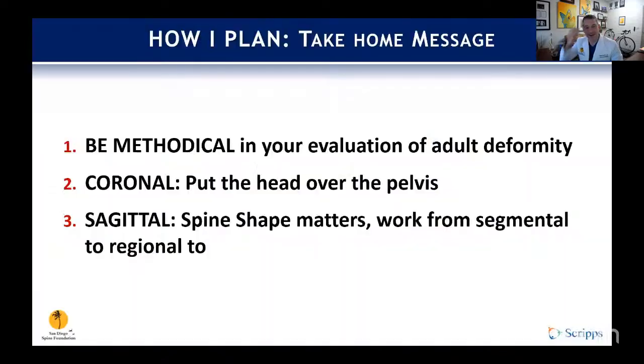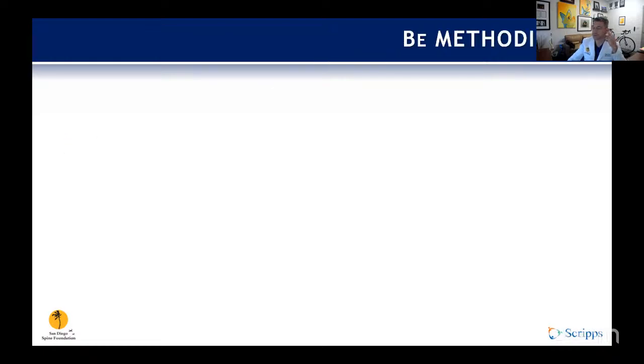So here's the take-home message. Be methodical in how you evaluate adult deformity. In the coronal plane, we want to put the head over the pelvis. And in the sagittal plane, the shape really does matter. And we want to work from the segmental alignment all the way to regional and then ultimately to global alignment.